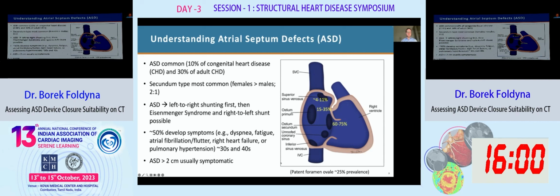Here you can see the other types of ASDs on this image. The secundum type, so ostium secundum type, is followed by ostium primum with 15 to 35% prevalence, and superior sinus venosus with 4 to 11% frequency among the congenital heart diseases or ASDs.